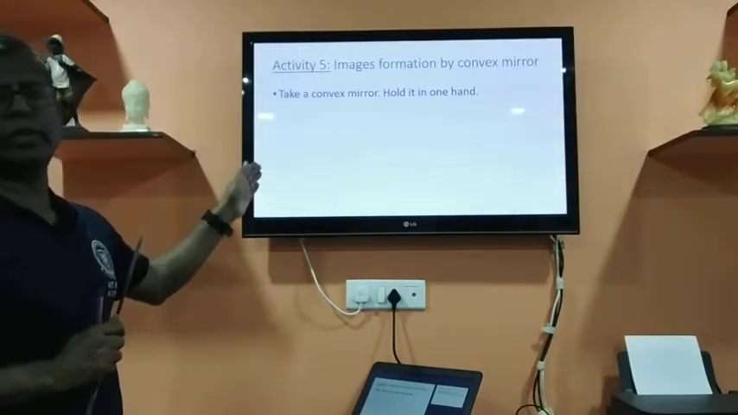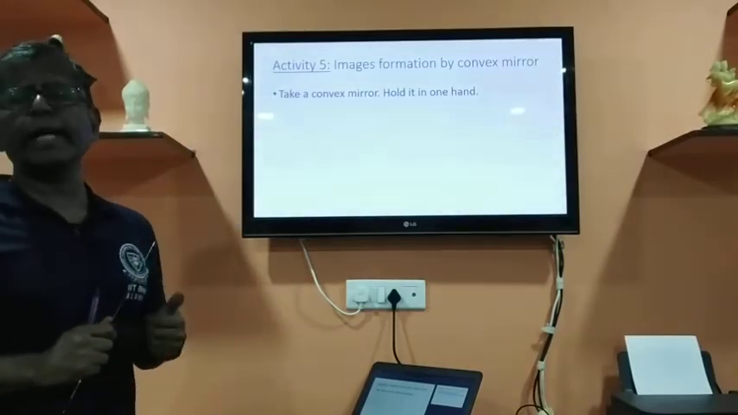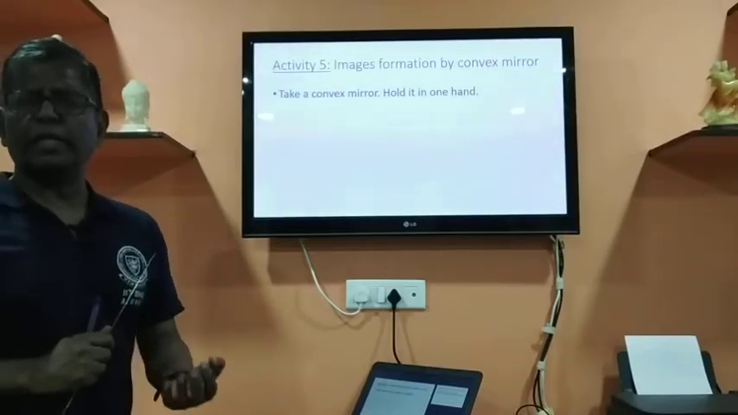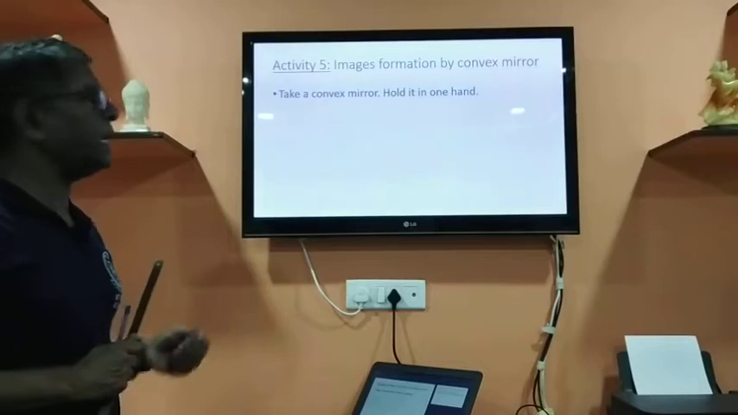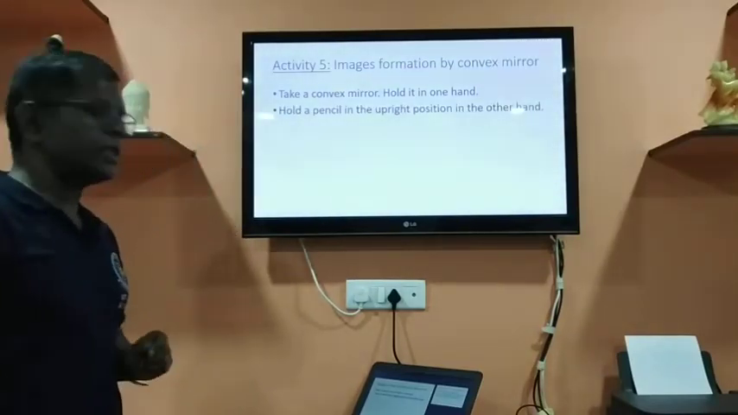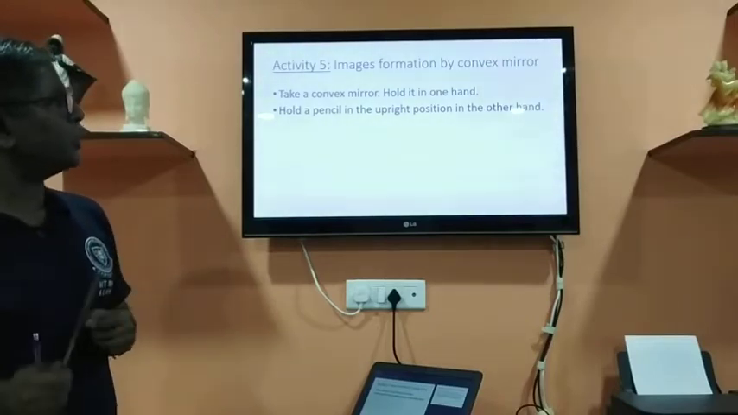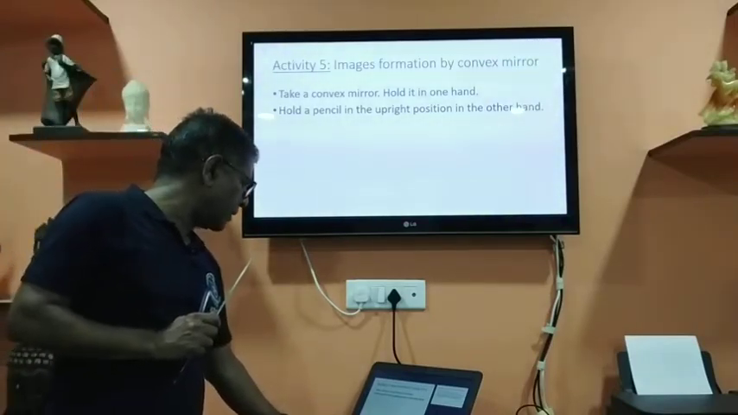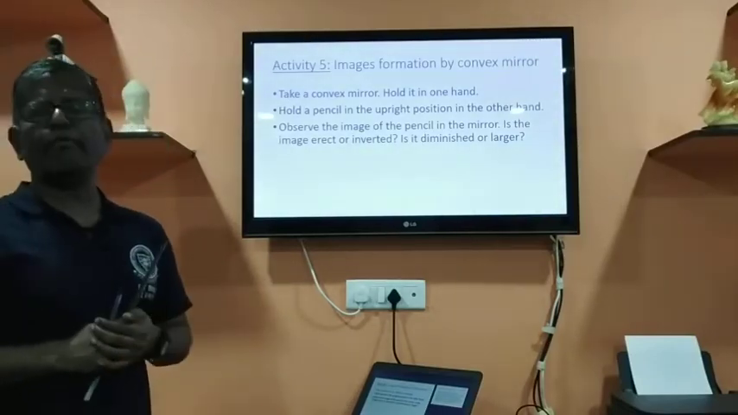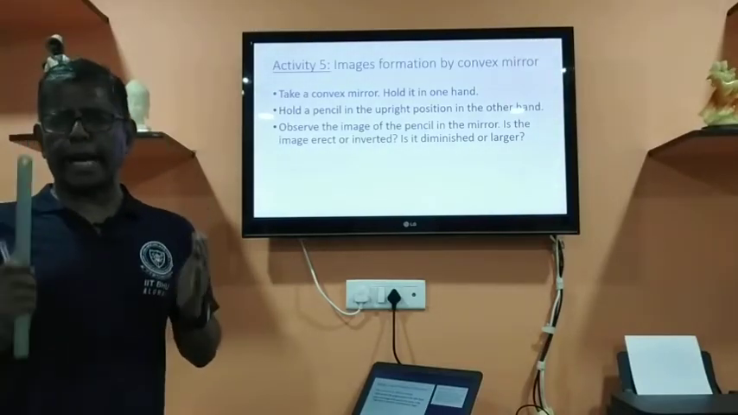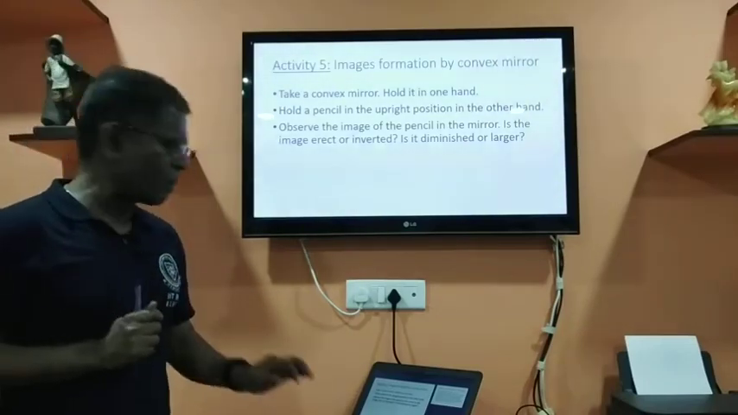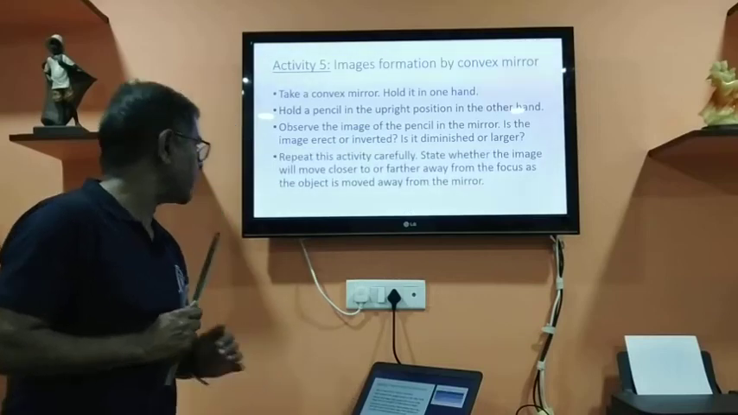So you can do this activity at home. You can take any convex mirror. You can remove the convex mirror of your scooty, motorcycle, or your vehicle, and you can see how the image is changing. You can hold a pencil in the upright position in the other hand and observe the image of the pencil in the mirror. Okay, you'll find that the image is always erect and the size is always small. That is a property of the convex mirror.